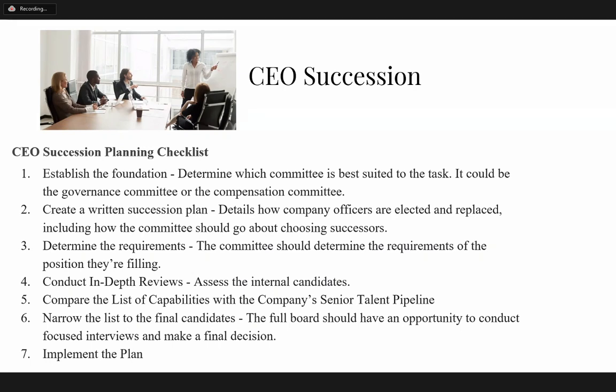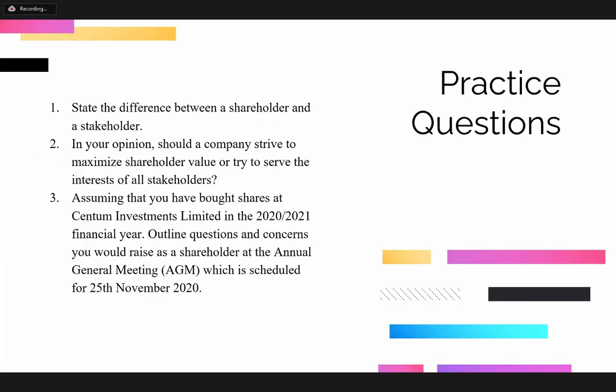The full board has an opportunity to conduct focused interviews and make a final decision on who will be elected as the CEO of the company. And last but not least, the board implements the plan. Thank you.